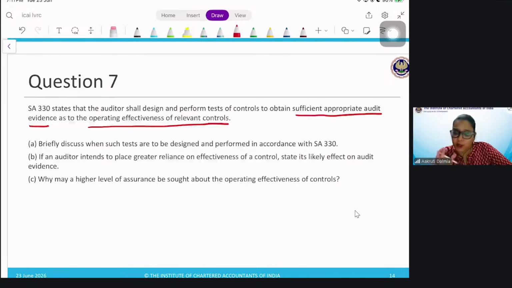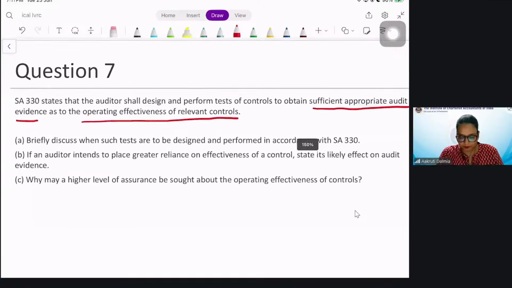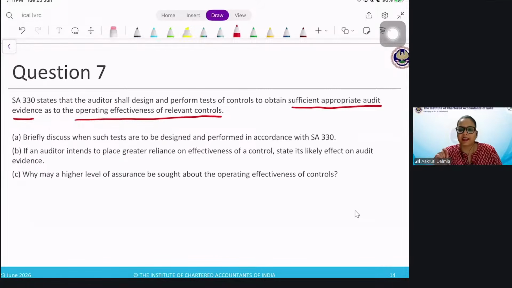Is this a direct question or indirect? Open your book. First open it. First tell me, is it a direct question or an indirect question? Quickly. Looks like indirect, looks like drafted, but it's actually a direct question from SA 330. Mostly direct, but the second part is a little bit drafted.